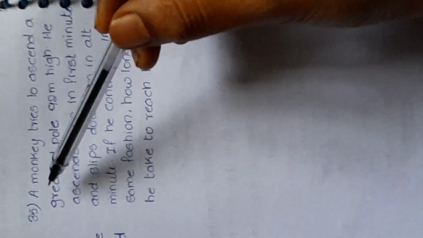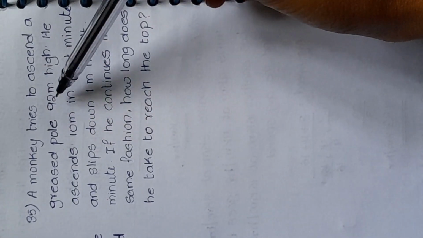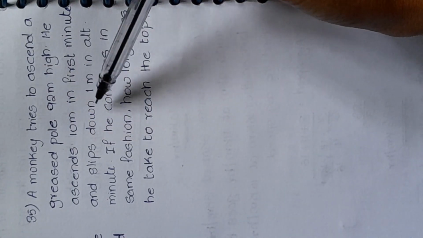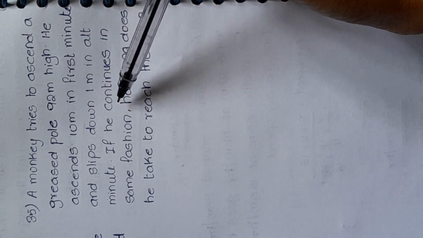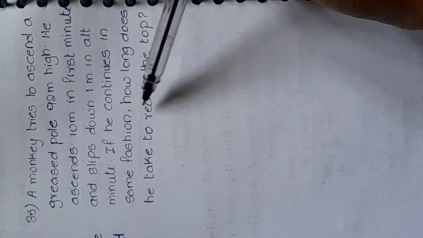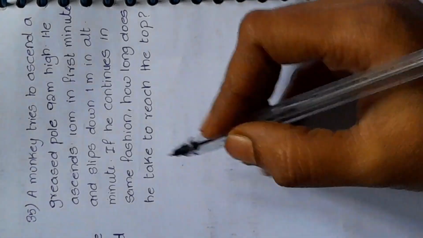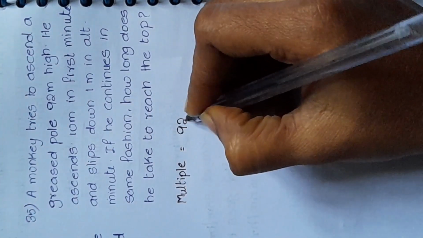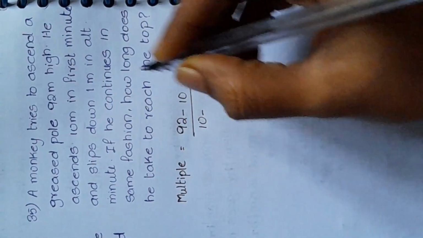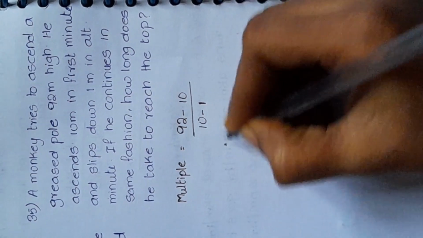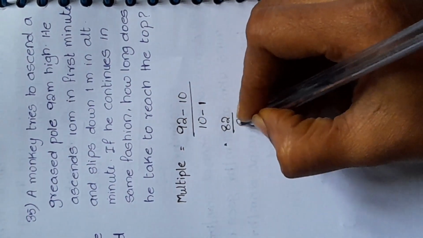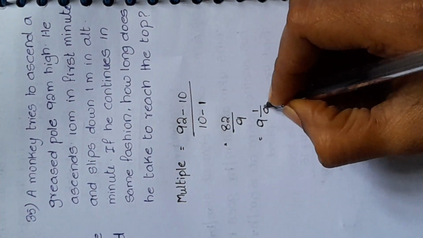Question number 35. A monkey tries to ascend a greased pole of 92 meters high. He ascends 10 meters in first minute and slips down 1 meter in alternate minute. If he continues in the same fashion, how long does he take to reach the top? In this question also, we should find the multiple first. Multiple is equal to (length of the pole 92 minus distance of ascent 10) by (distance of ascent 10 minus distance of slip down 1 meter). So 82 by 9. This can be written as 9 1 by 9.